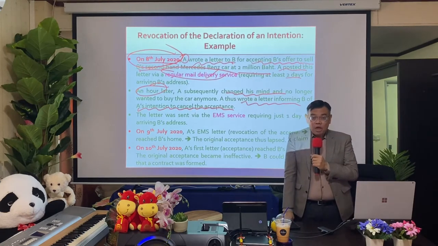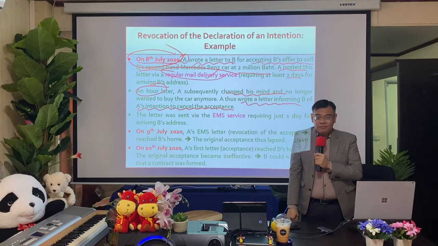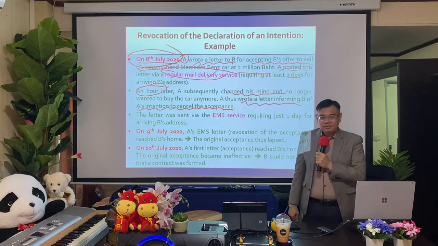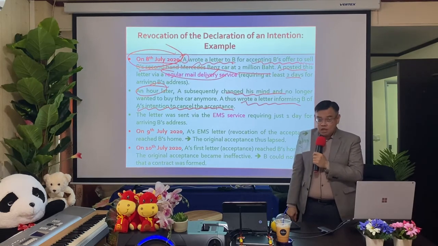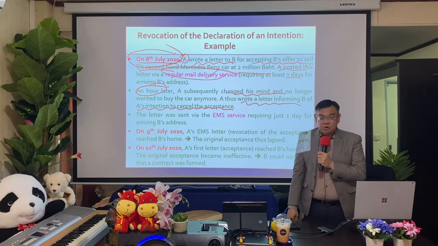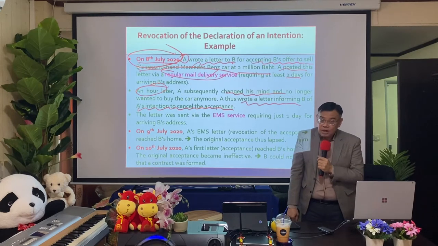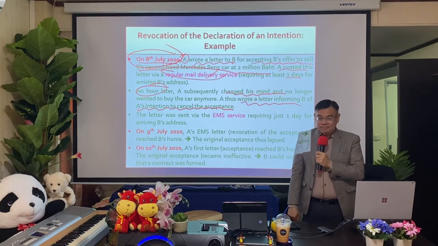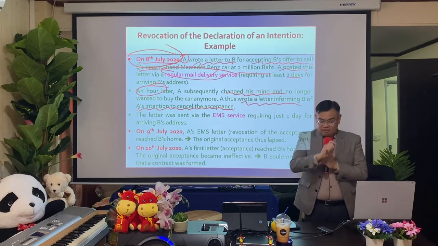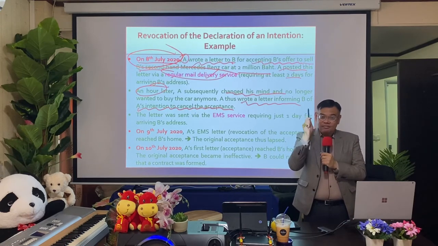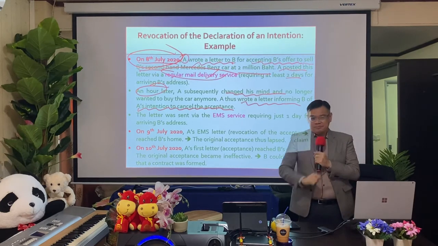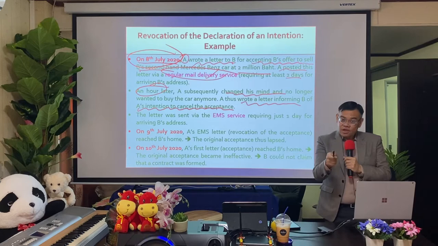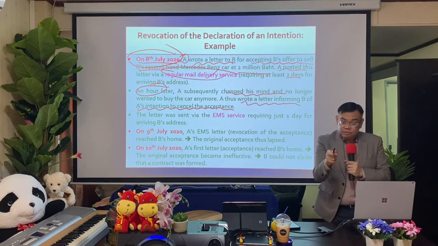in order to revoke his original acceptance or the declaration of the intention, okay, he would have to make sure that the new letter reached B before the first letter, or at the latest at the same time as the time when the original letter reached B.